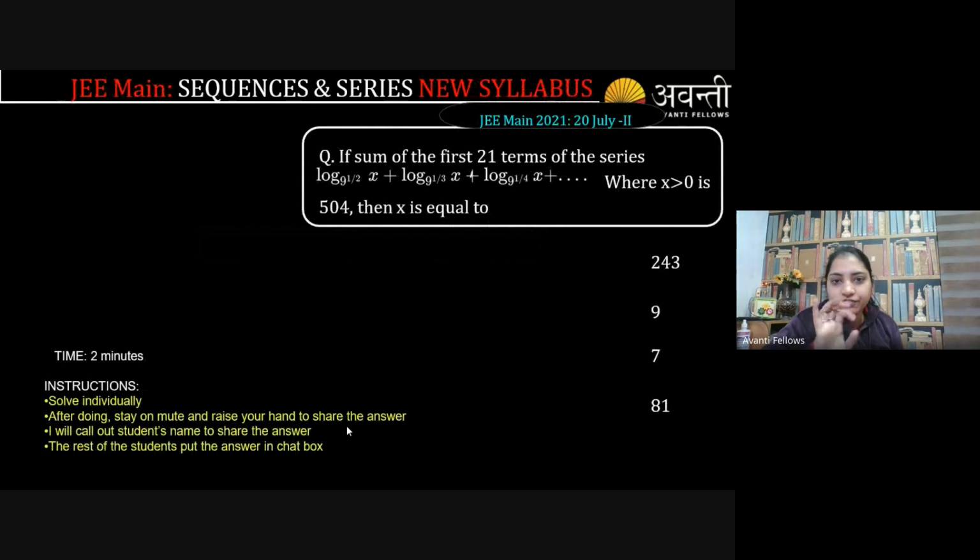So now, the very first question for you guys is a question from 2021, right? 4 options are there. Take 2 minutes of time. Then let me know when you have the answer. How many of you are solving?